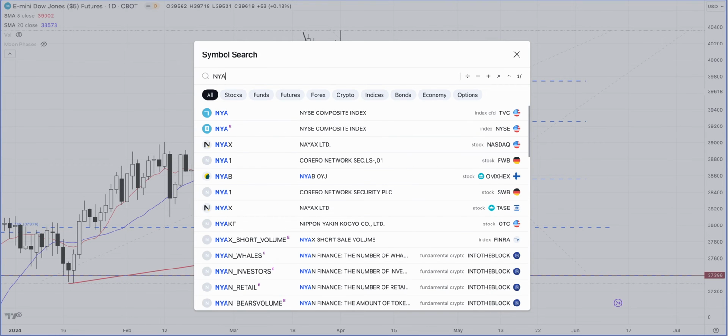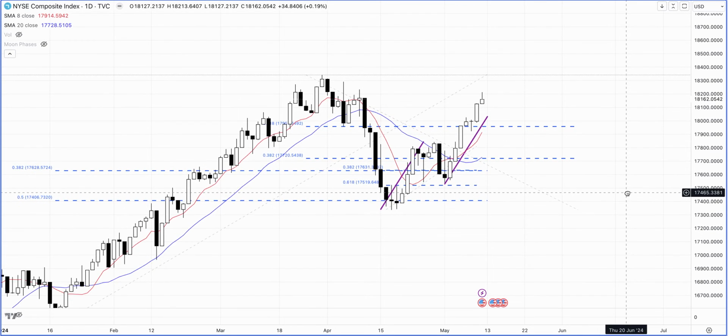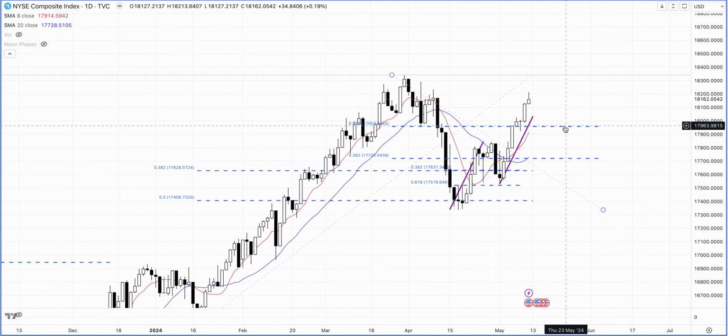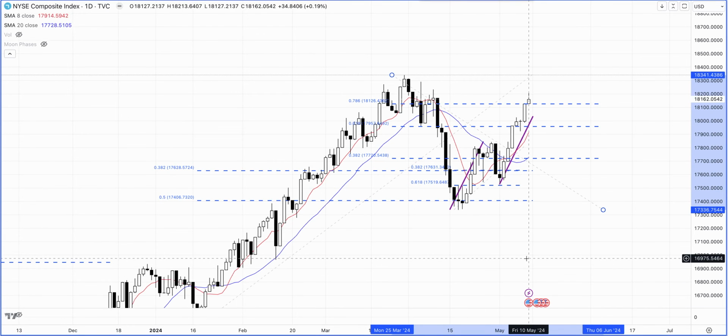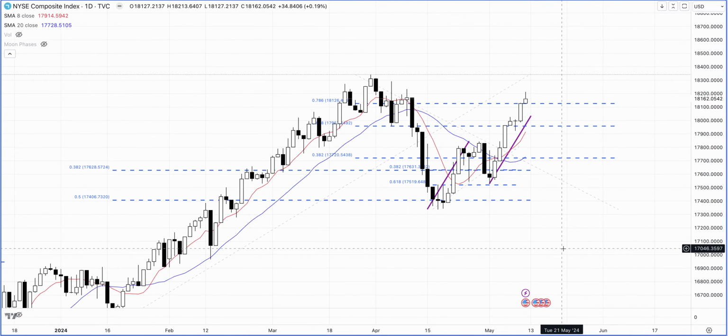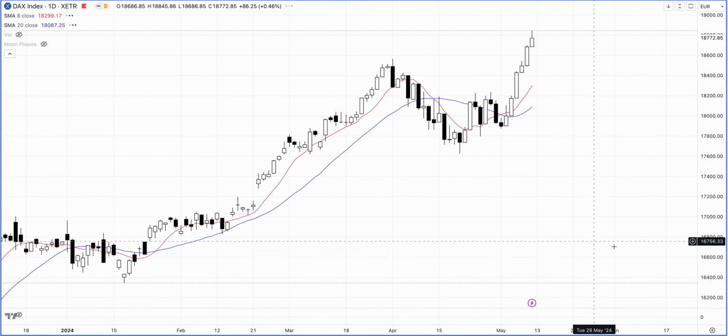Let's also take a look at the NYA, the New York Stock Exchange Composite Index. This market has also been pretty strong, and in fact it closed above the 78.6% retracement. So a good week for the US equity markets. In fact, a very good week for the European markets as well. So a very quick look.